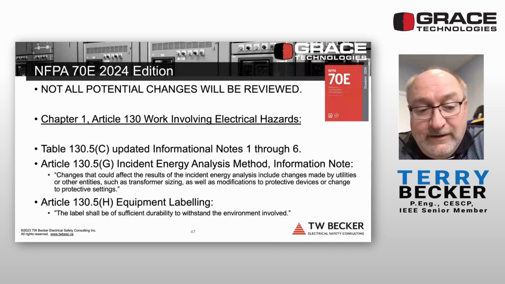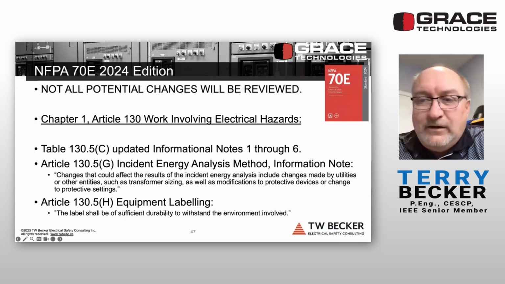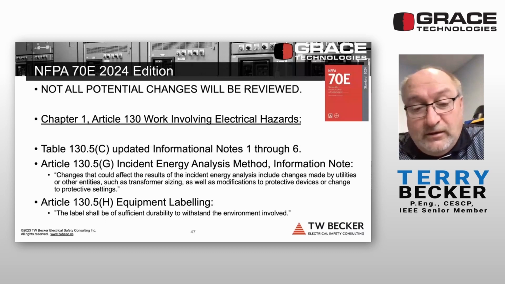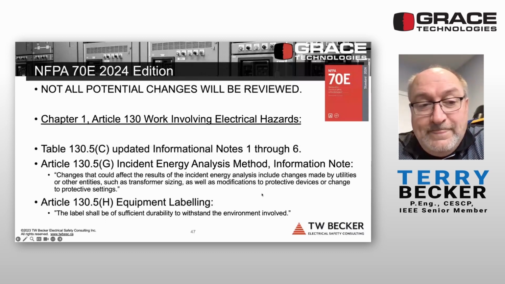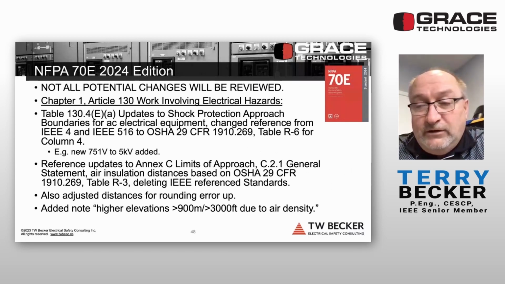For equipment labeling, it adds again clarity that the label should be of a sufficient durability to survive the environment. And I've found some paper labels installed. They don't survive, of course. So the medium that you use should be a vinyl that is required to be survivable when attached to electrical equipment, indoor or outdoor. So moving on to Article 130, work involving electrical hazards.